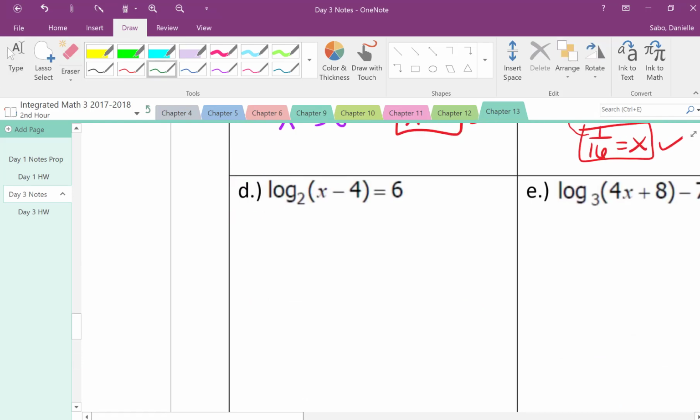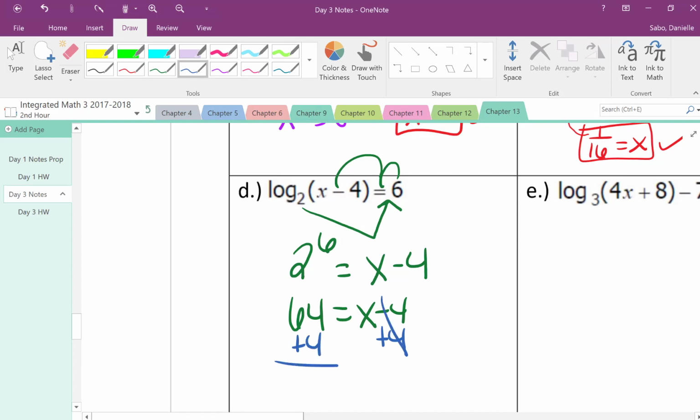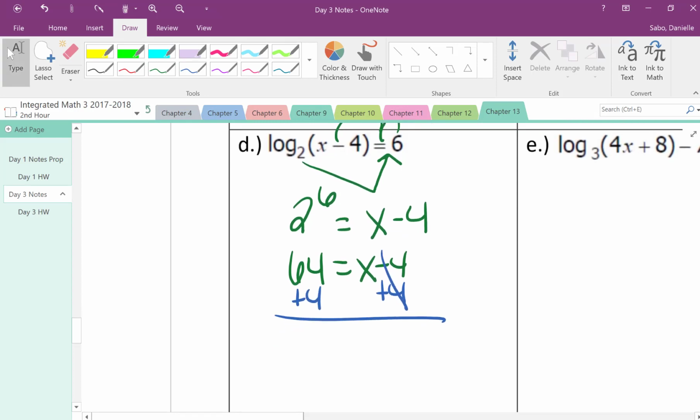Again, this is pretty easy right now because we're really not doing anything too difficult. Let's go ahead and convert. 2 to the 6th power is equal to x minus 4. Just because you have 2 to the 6th power doesn't mean you don't know how to solve this. What is 2 to the 6th power? 64, very good. And then my last and final step is to add 4. What is x equal to?